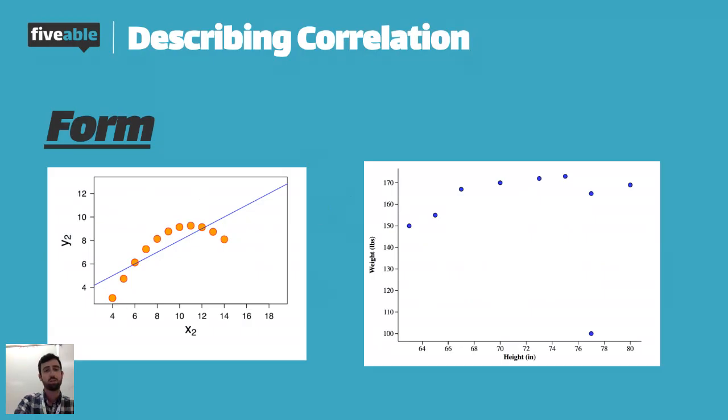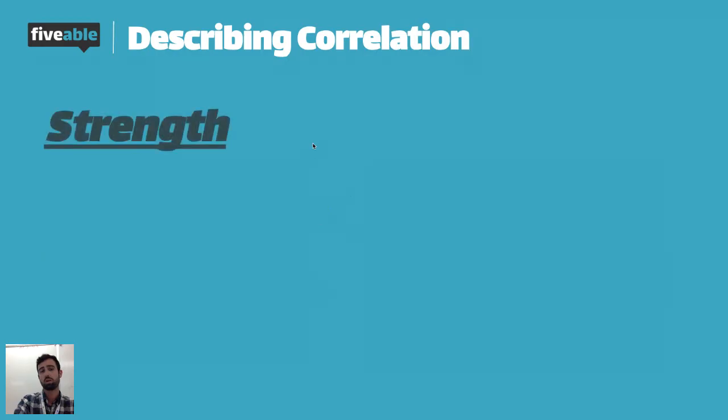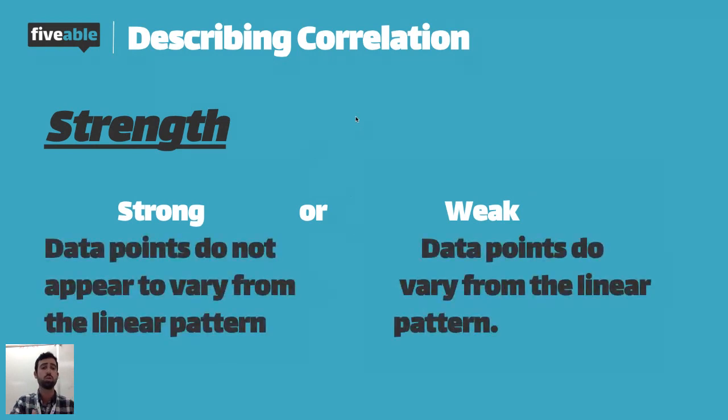After form comes strength. So how strongly correlated is the data? The first thing is strong or weak. You really want to take one of these stances. Sometimes you can use moderate, but strong or weak is going to be your best bet on the AP exam. Data points that do not appear to vary from a linear pattern, we would say that's strong. Versus weak, where data points do vary from the linear pattern.